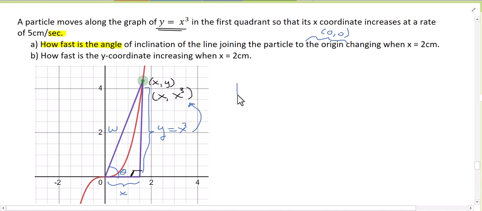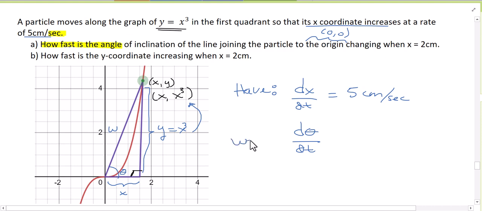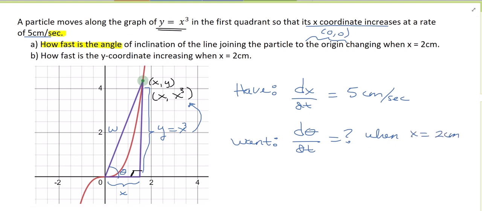So what do we have? In the first quadrant, the x coordinate increases at a rate of 5 centimeters per second. So that means we have dx dt is 5 centimeters per second. And in part A, how fast is the angle of inclination of the line changing? So I want d theta dt when x is 2 centimeters.